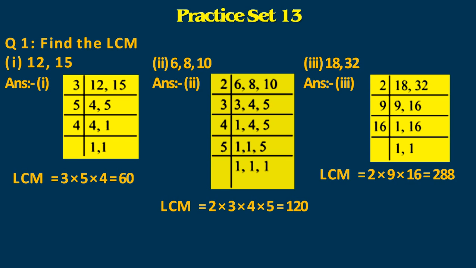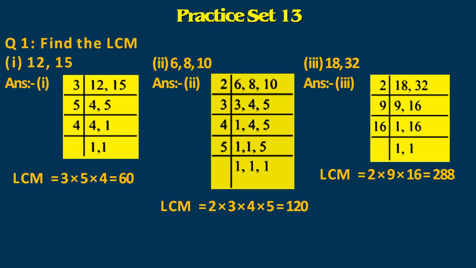Now you can see at the end of the sum we have got 1. So the LCM now is 2 into 3 into 4 into 5. 2 3s are 6. 4 5s are 20. 6 into 20 is 120.